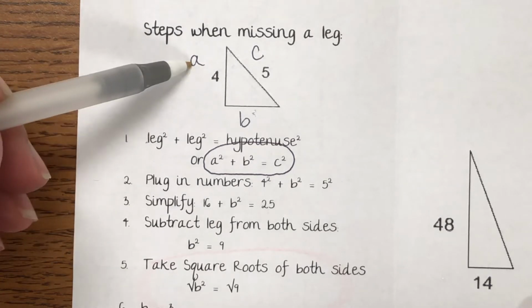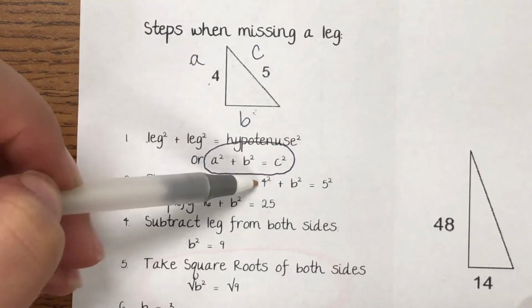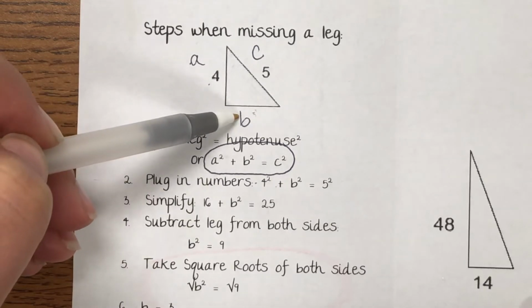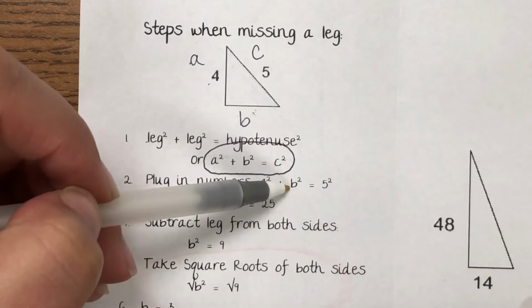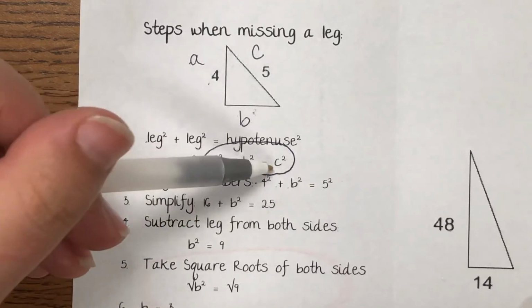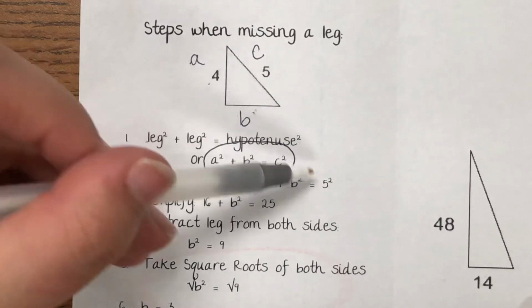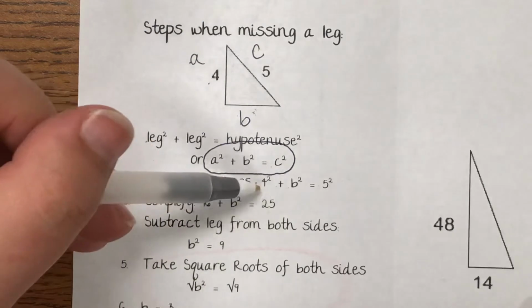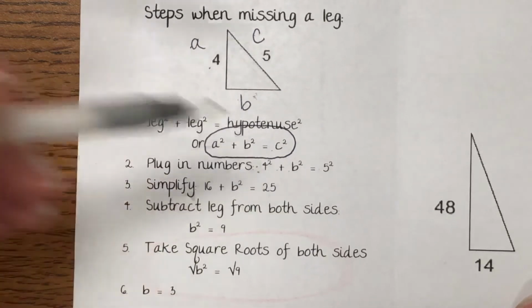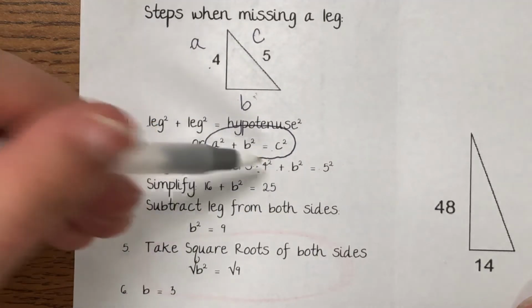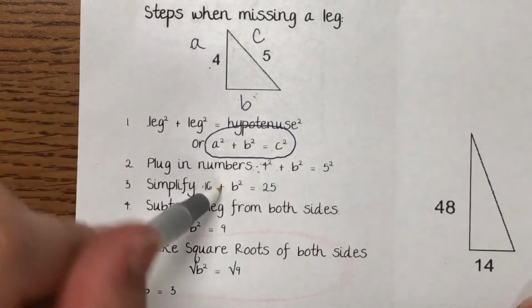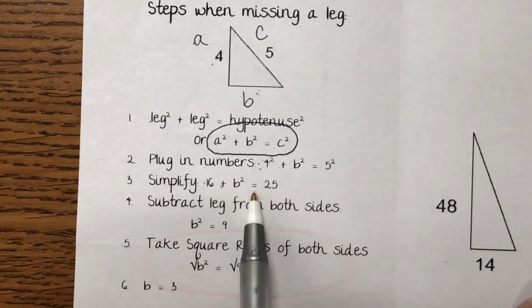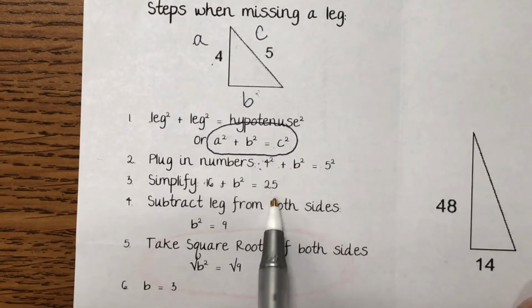So right here, my a is 4. So for a squared, I'm going to put 4 squared. Plus b, I don't know what b is, so I'm going to leave it b. I have b squared. Equals c squared. Well, my c is 5, so I'm going to put 5 squared. Then I'm going to simplify. So I have 4 squared, which is 16, plus b squared, because I don't know what b is, equals, and then 5 squared is 25.